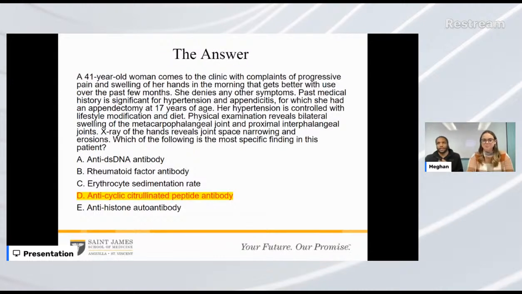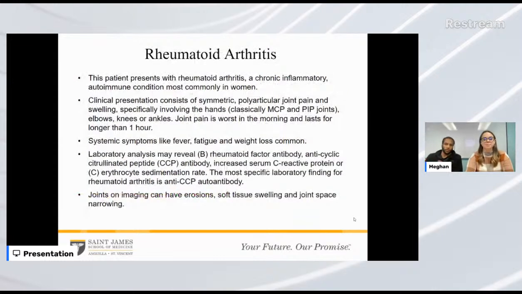The answer is actually anti-cyclic citrullinated peptide antibody. Our patient has rheumatoid arthritis. It's kind of given away by the title of the PowerPoint, but either way, all of those clues were to hint us towards rheumatoid arthritis. So let's talk about rheumatoid arthritis a little bit.